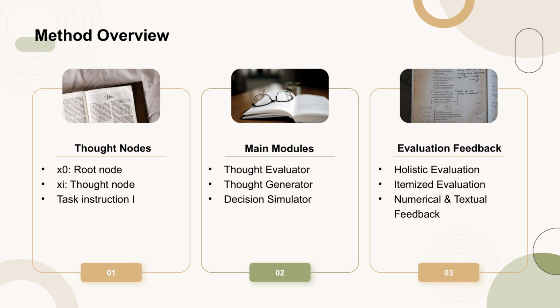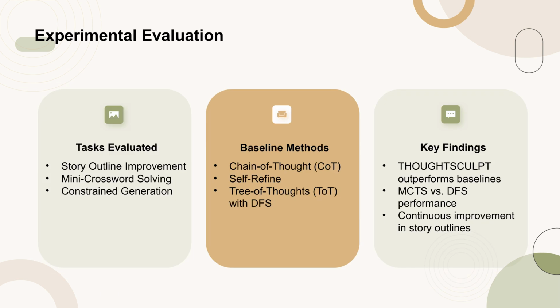In this section, the authors evaluate their method on 3 distinct tasks: story outline improvement, mini-crossword solving, and constrained generation. They compare their approach against several baseline methods, including chain of thought, COT, self-refine, and tree of thoughts, ToT, with depth-first search, DFS. The experiments utilized GPT 3.5 and GPT 4 as the base language models.